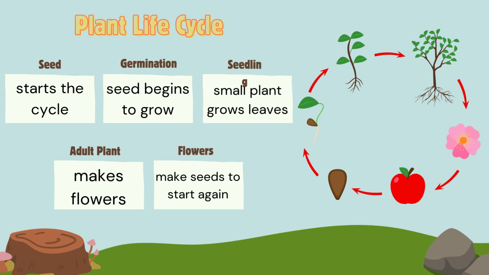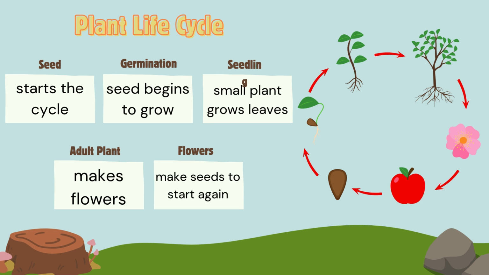Then germination. You need to know what germinate is. It is one of your keywords. It's when a seed begins to grow. You can see it in the picture of just a seed, then a seedling. So it's a small plant that grows leaves, then an adult plant that makes flowers, and then flowers make seeds. The flower can either make seeds or the flower can turn into a fruit that makes seeds. And then the cycle continues.